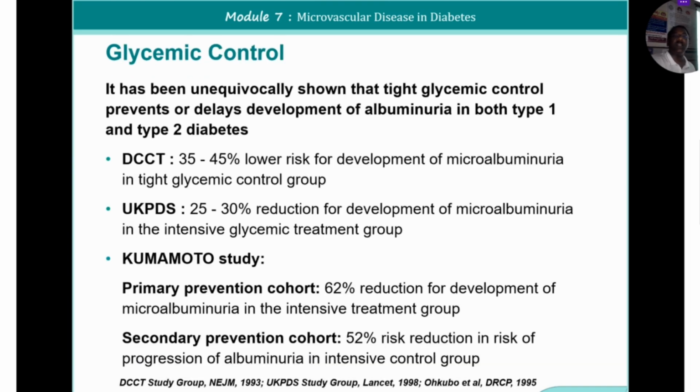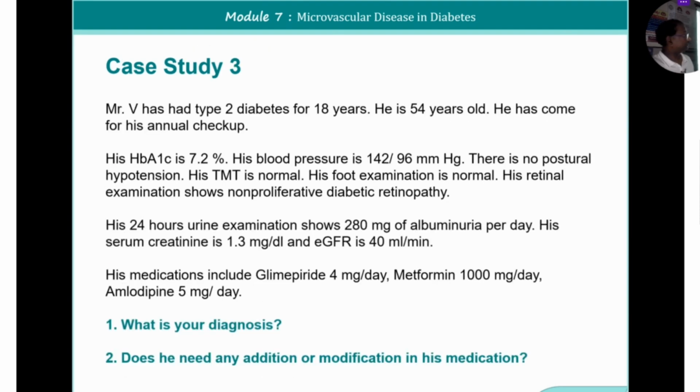Glycemic control has been unequivocally shown that tight glycemic control helps. In that case, I think it's only stage 1 hypertension. Does it need combination therapy? Yeah, he needs combination therapy because he is already on amlodipine. So his control is good.